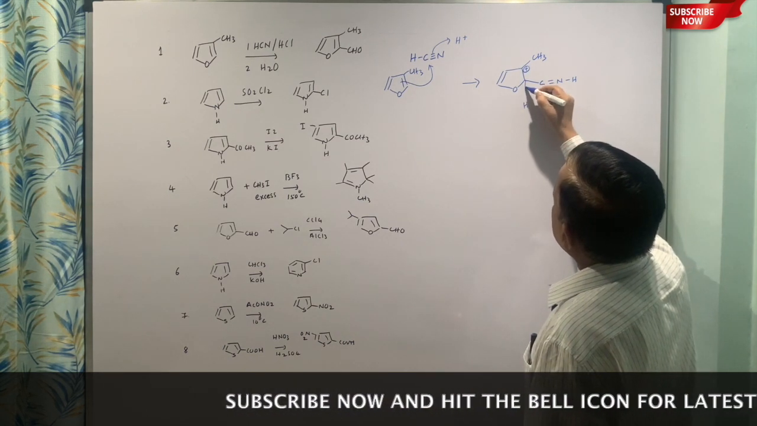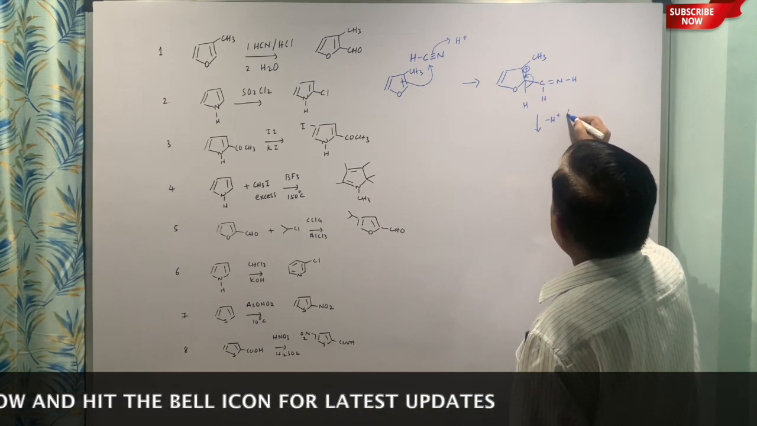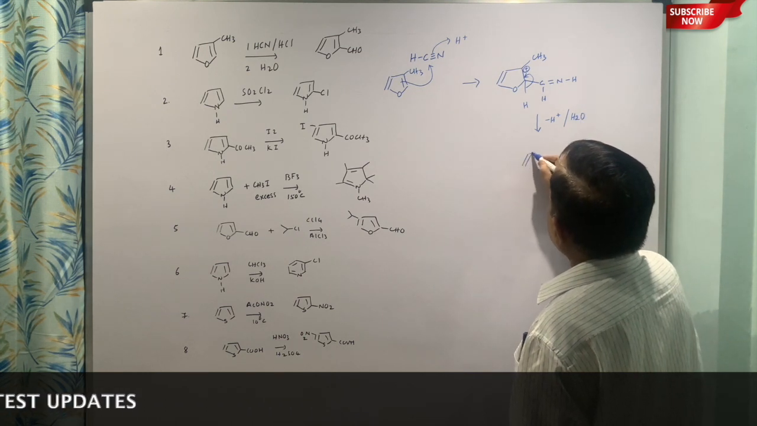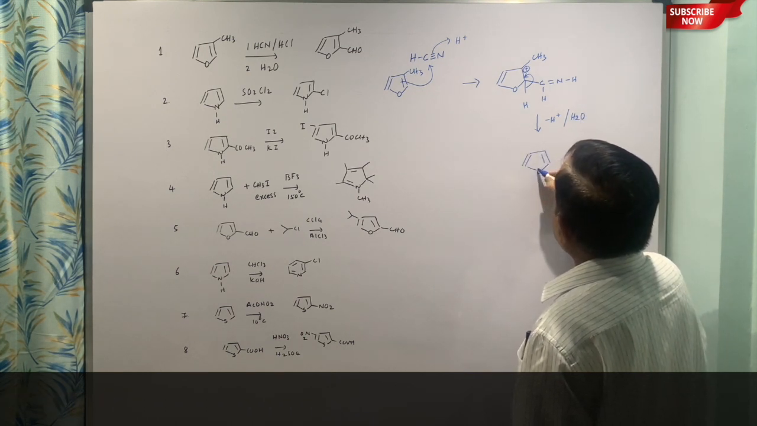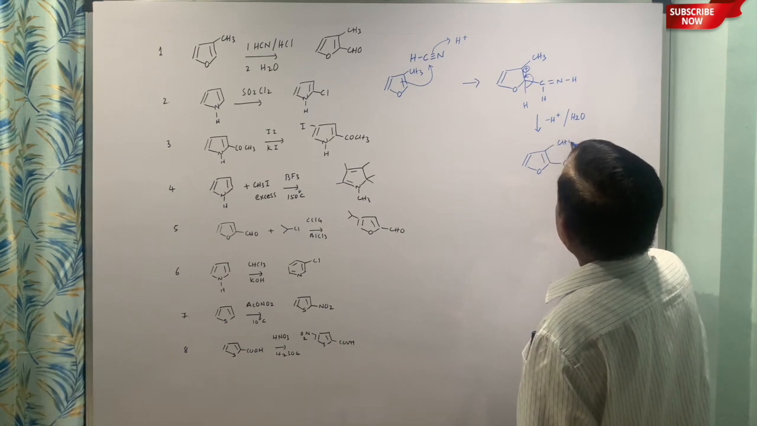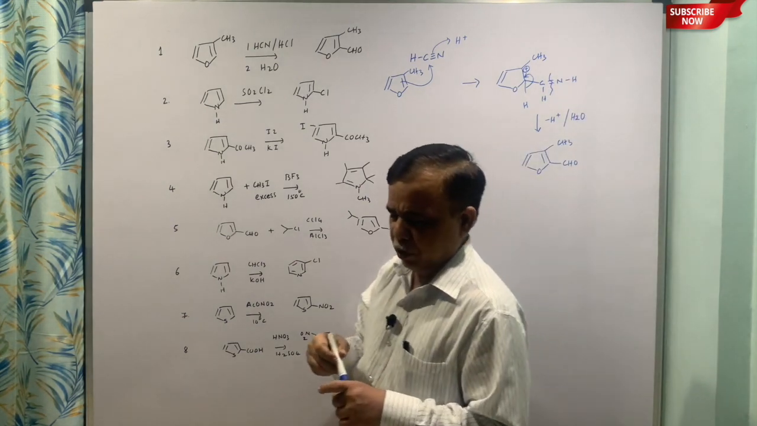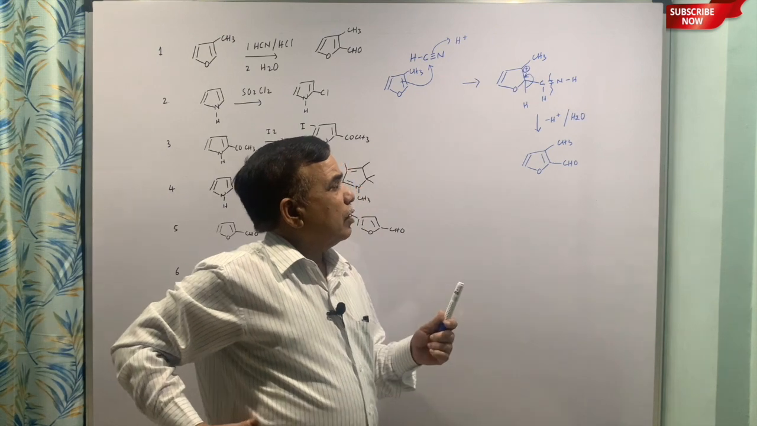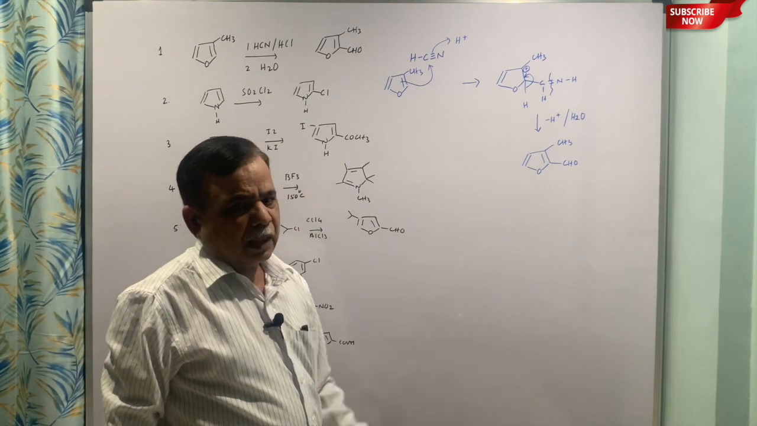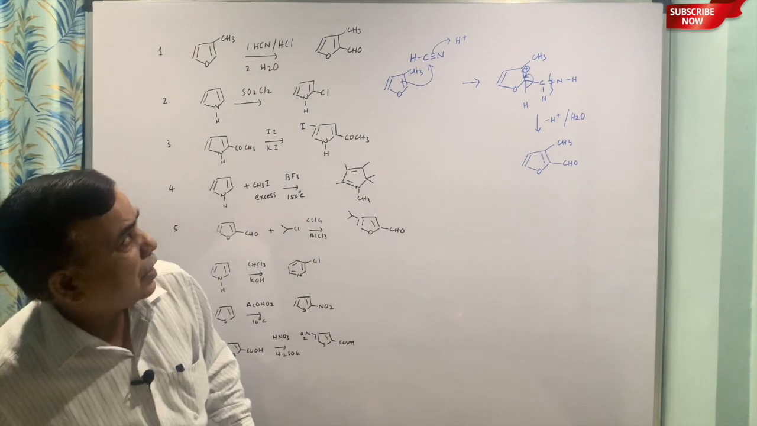The loss of proton followed by hydrolysis will furnish the desired compound. This imine is labile to acid hydrolysis, so you just simply put this sign and put water. First of all it will generate geminal diol and ammonia will go off, and you get the aldehydic functional group at this point.